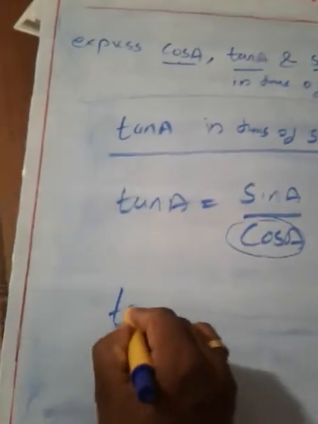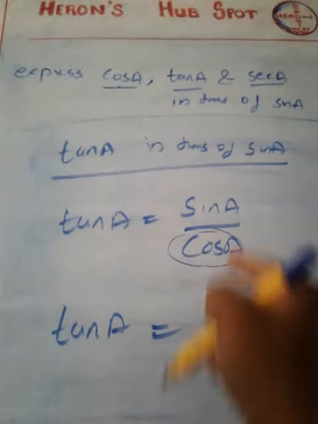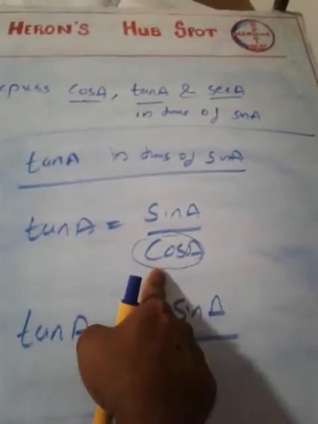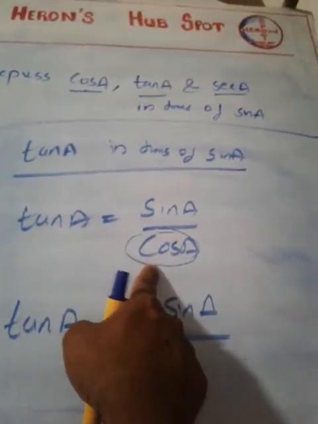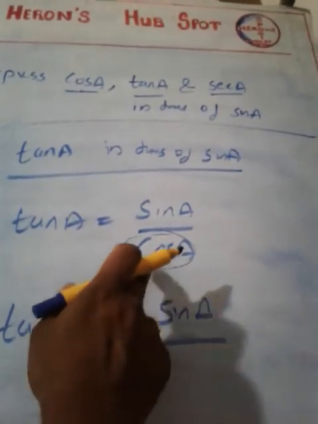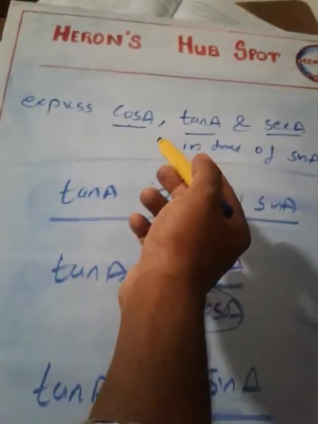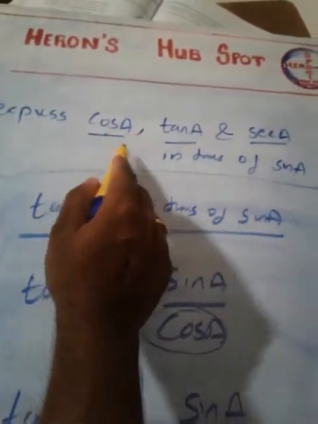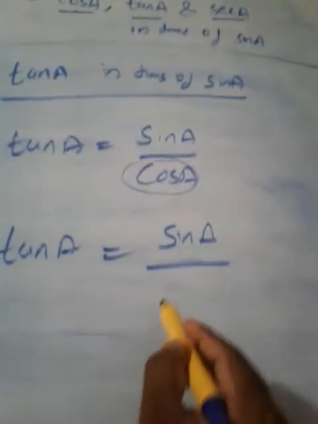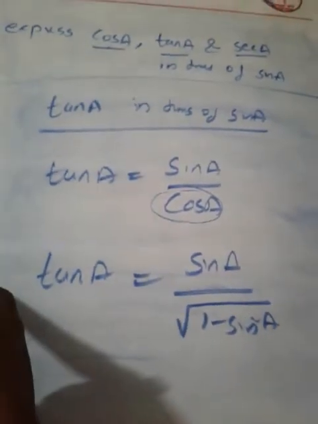So what we have to do? Tan A is equal to sin A by cos A. Sin A is okay because we need sin, but the denominator cos we don't want. We need it completely in terms of sin. So how can we express this cos in terms of sin? We already expressed cos A in terms of sin. What was that? Root 1 minus sin square, no? Just now we expressed it, isn't it?